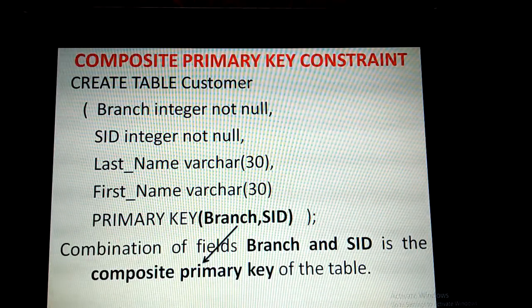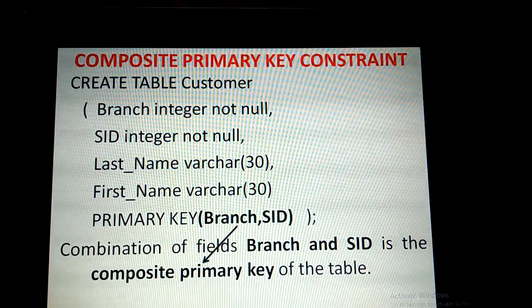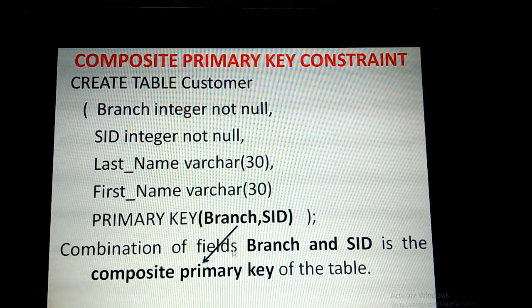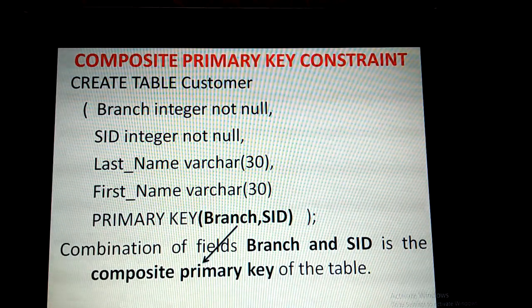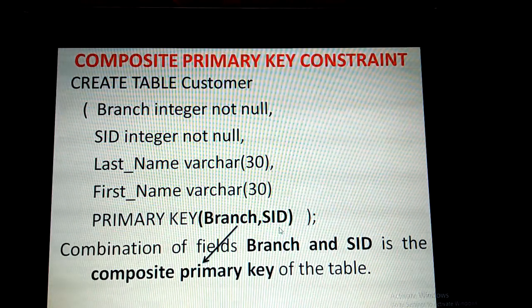Next is composite primary key. Composite means what? More than one field can be used for a primary key. So here branch and SID are going to be used as a primary key. So more than one field here is taken for the primary key. The combination of fields branch and SID is the composite primary key of the table. So this is an example for composite primary key.